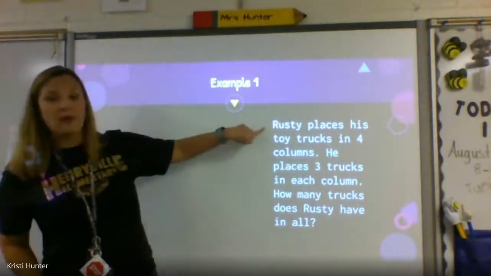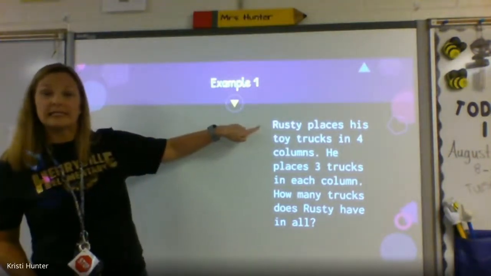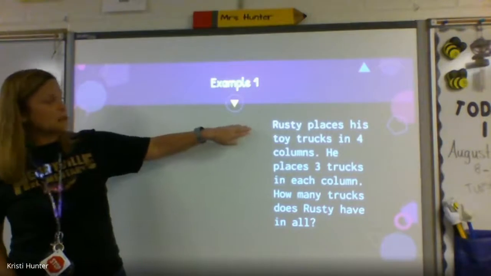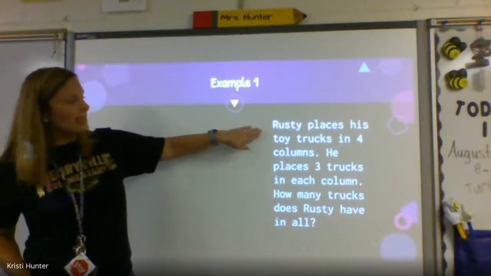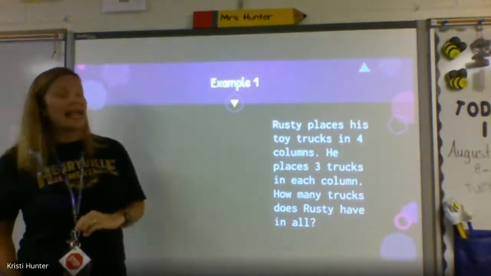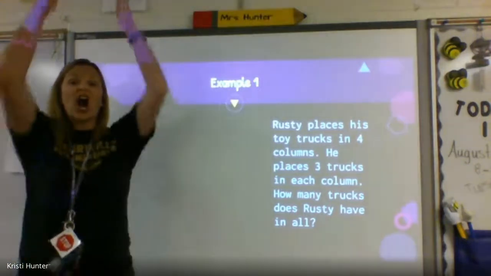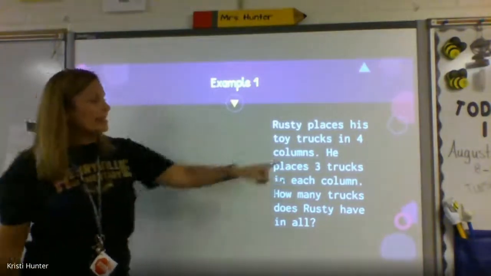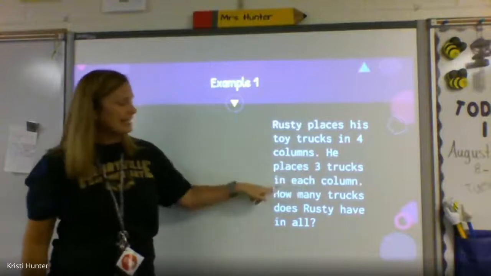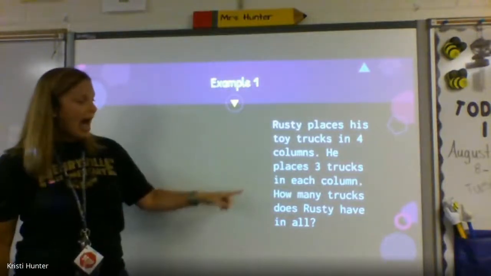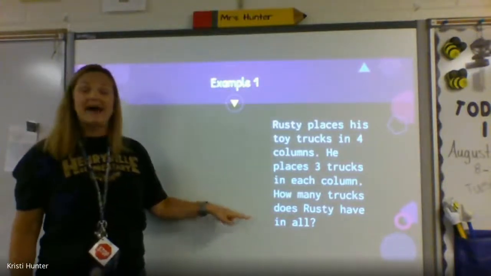So here's our problem, and I know that may be kind of hard to see, so I'm going to read it to you. Here's what it says. Rusty places his toy trucks in 4 columns. He places 3 trucks in each column. How many trucks does Rusty have in all?